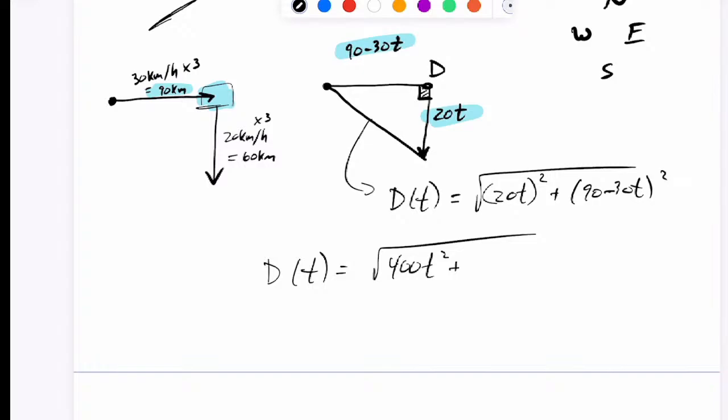And what does this end up being? 8100. And then minus 5400t plus 900t squared. Sure.